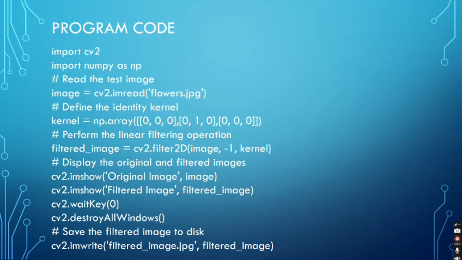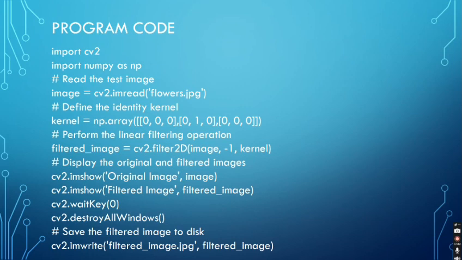The kernel is used for a simple image processing operation. In this case, the identity kernel will not change the image, as the output is essentially the same as the original image. Then we apply the identity kernel to the image using the cv2.filter2D function, which performs a 2D convolution on the image with the kernel. Then the result is stored in the variable filtered image.